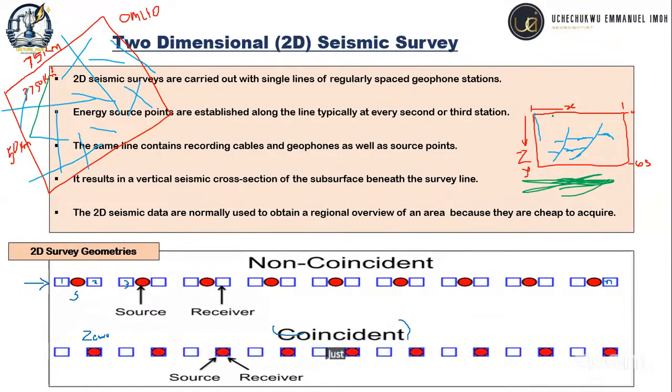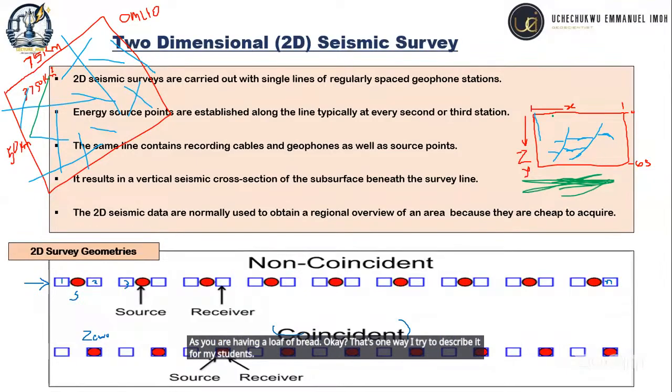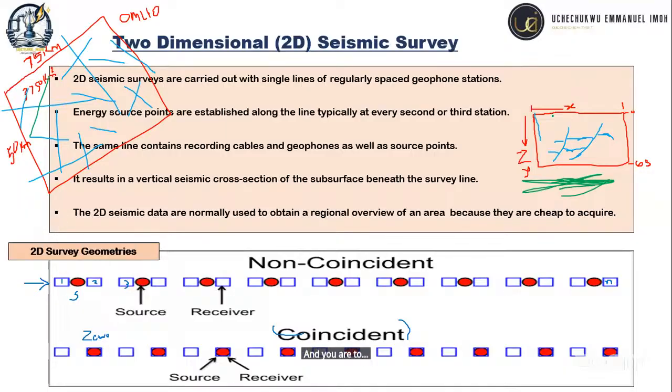Just like for one of my students, I described the 2D as if you are having a loaf of bread, okay? That's one way I try to describe it for my students. You have a loaf of bread, for instance. And when I say a loaf of bread, I mean a loaf of sliced bread. Imagine that that loaf of sliced bread is the subsurface, okay? And you remember when we were kids, I don't know about you guys, bread used to have these raisins within them, or fruits.